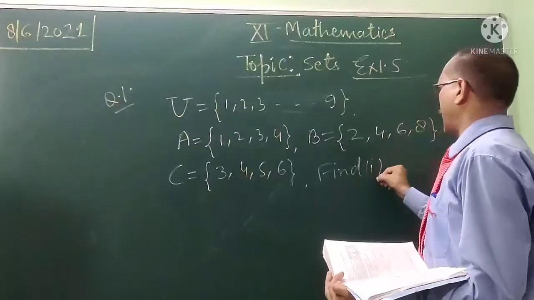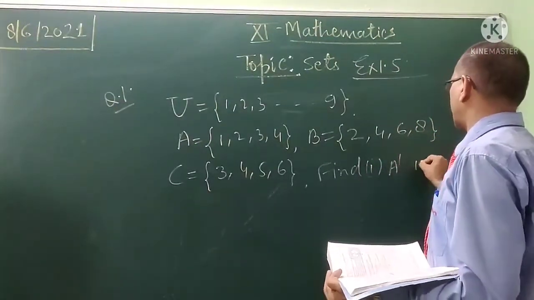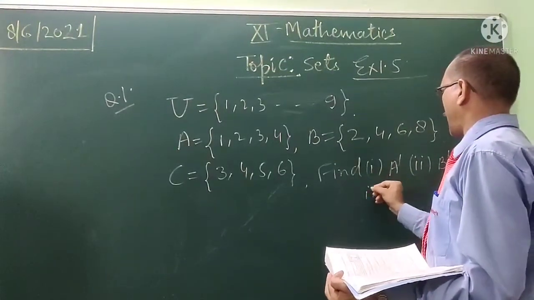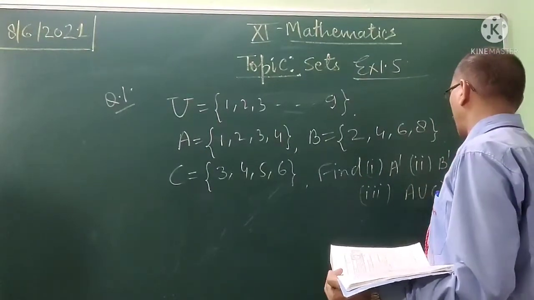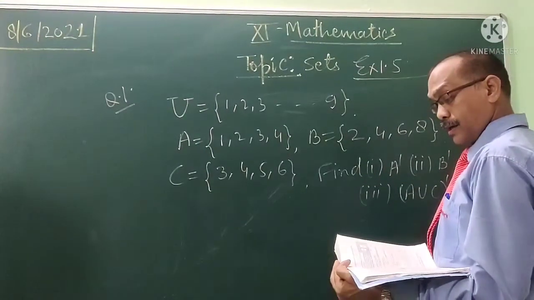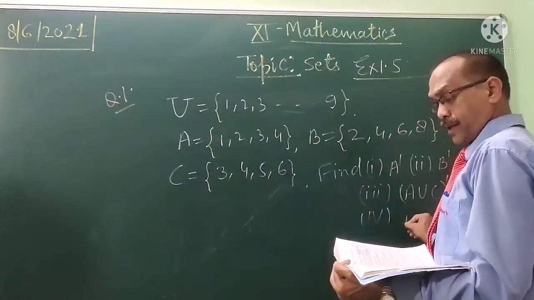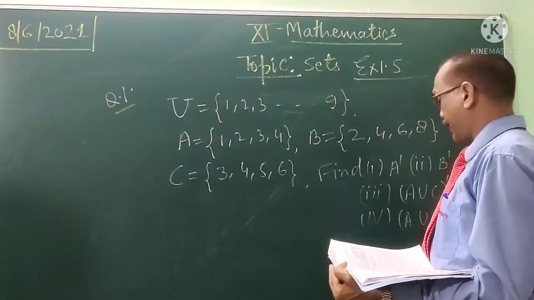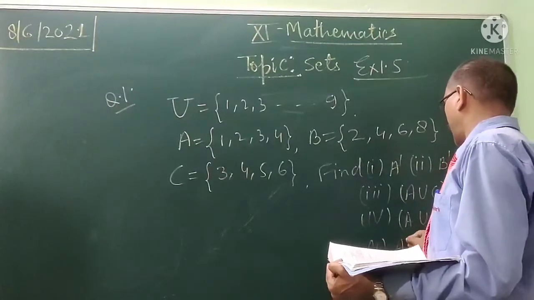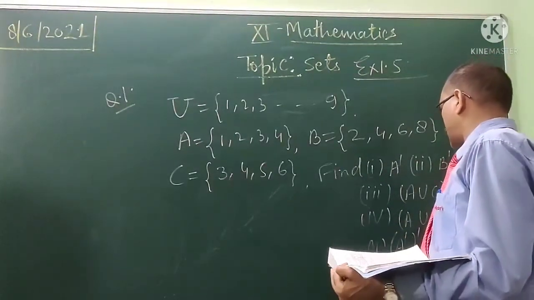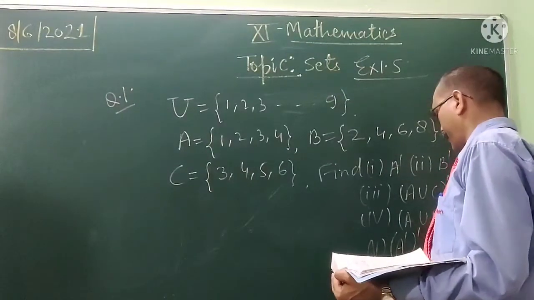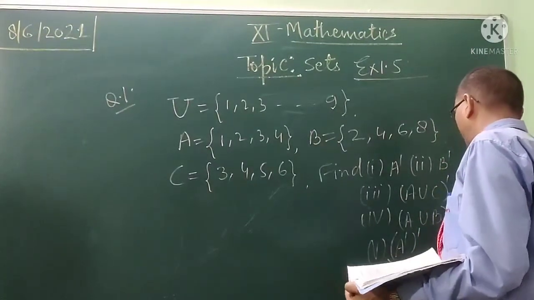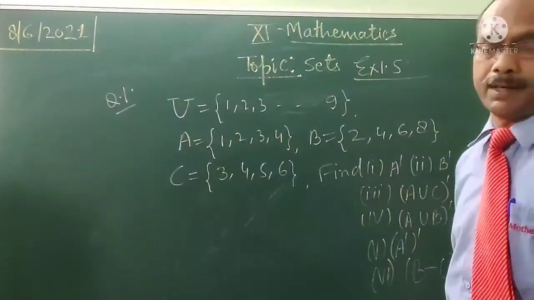The first part is A complement, the second part B complement, the third part (A union C) whole complement, the fourth part (A union B) whole complement, the fifth part complement of A complement, and the sixth part (B minus C) whole complement. So let us discuss all the parts one by one.